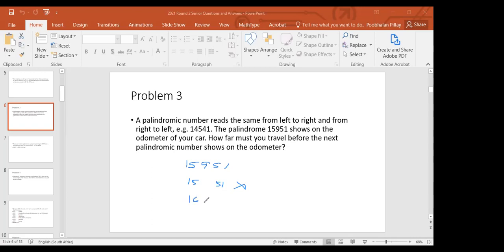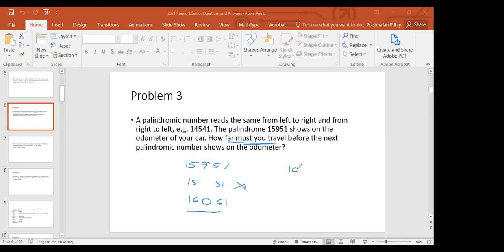All right, it's a palindromic number, 16, so the backward number will be like that. And you want to know the next time this thing appears. So it's 16,000-something. You have to choose the smallest number here in the middle, and that is 0. So that is the next time this odometer shows a palindromic number. You can see this reads the same forwards and backwards.